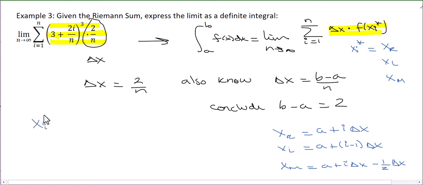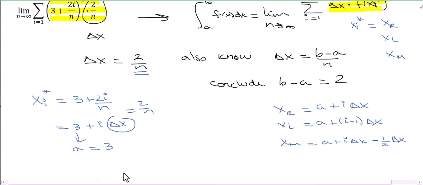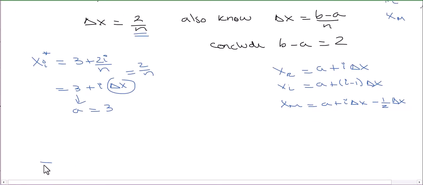So x of i star then is 3 plus 2i over n, right? So this is 3 plus i delta x. And this matches up because I know my delta x is 2 over n. So that matches with this. So that means that a must be 3. So far I can say the integral from 3 to something of my function dx. So can we figure out what that top limit is?